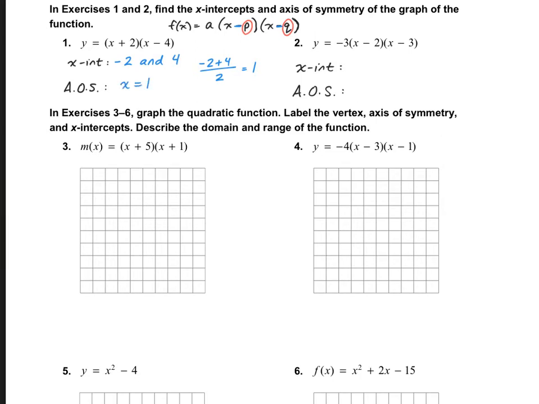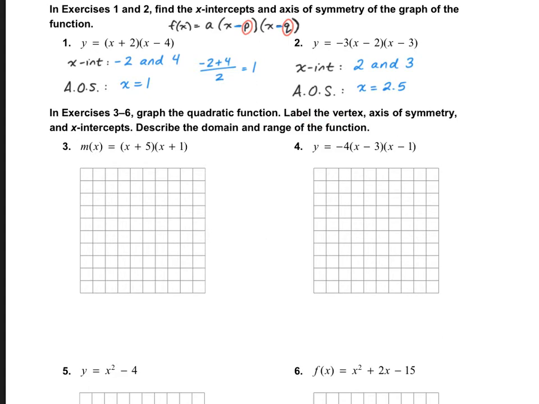I'd like for you to pause the video and try number 2 on your own, and then turn the video back on to see what you got. Okay, I got the x-intercepts are +2 and +3, so the axis of symmetry, right in between 2 and 3, is 2.5.